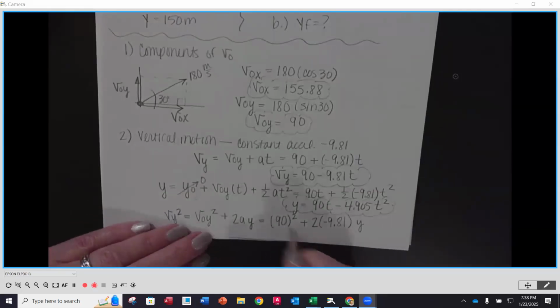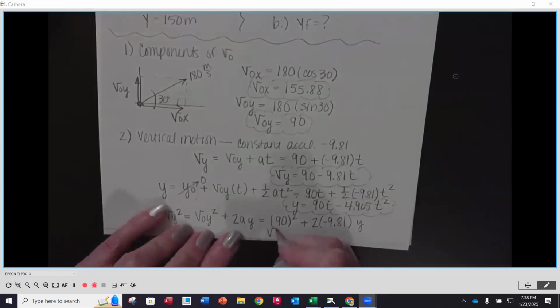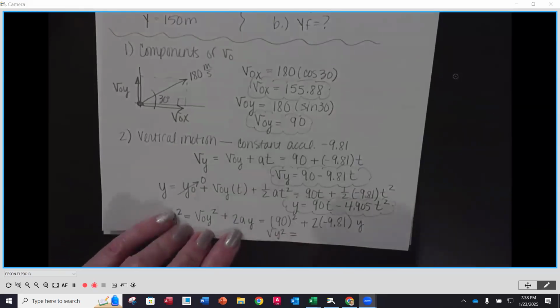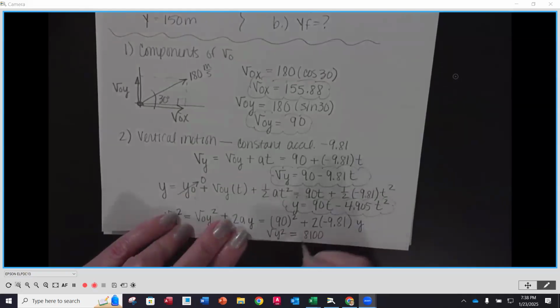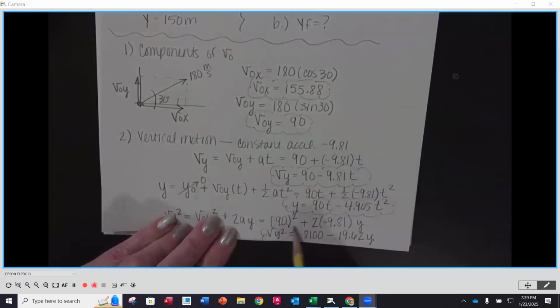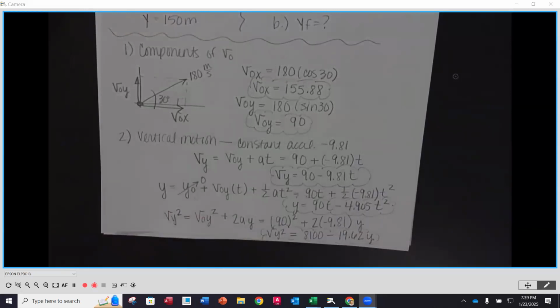Okay. So we square this, and then we're going to multiply these out. So my VY squared is going to be equal to 8,100, 90 squared, minus 19.62 y. And that's my third and final vertical motion equation. So I'll give you a second before I move on here.